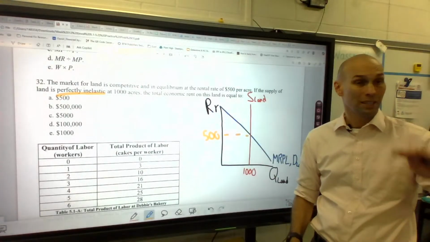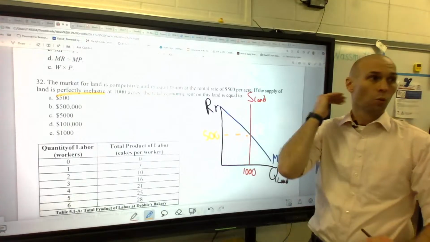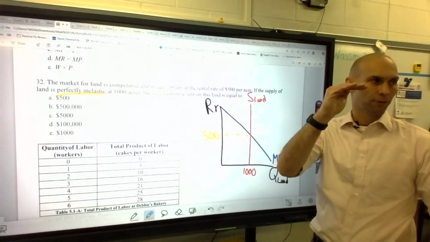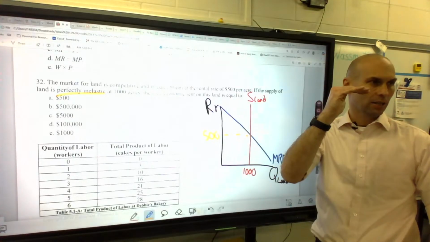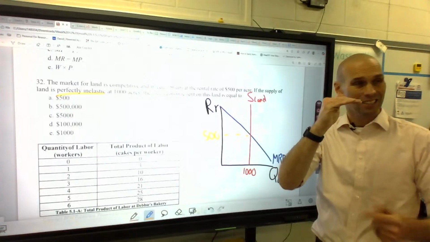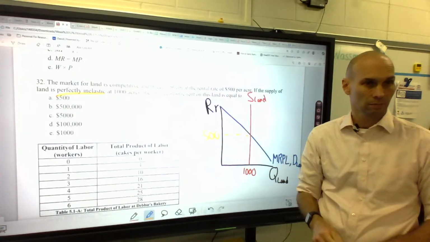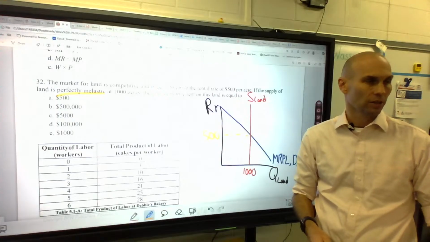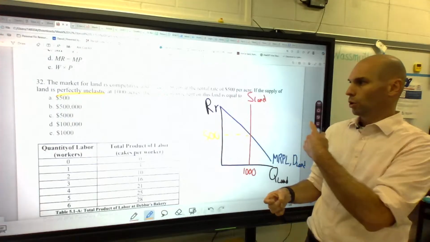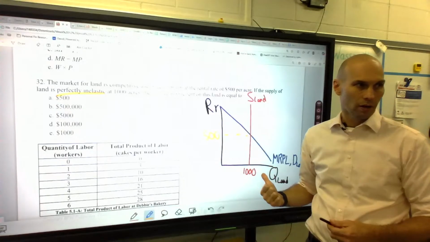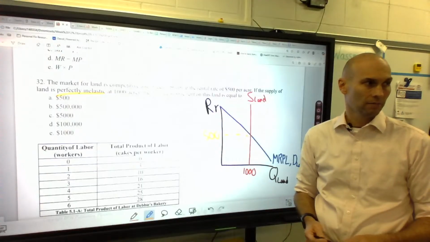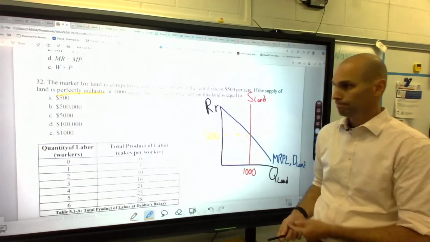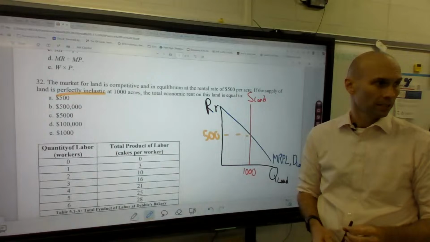How much does it cost me to rent it out? What do I actually get? So what's the difference between my cost and the actual price I get in this case? Well, it'd be $500. Okay, so that'd be my economic rent. But then to totally get it, I've got to multiply by the quantity, so 500 times 1,000 is 500 thousand. That's your answer. You guys got it?